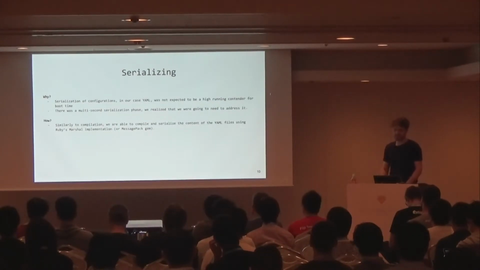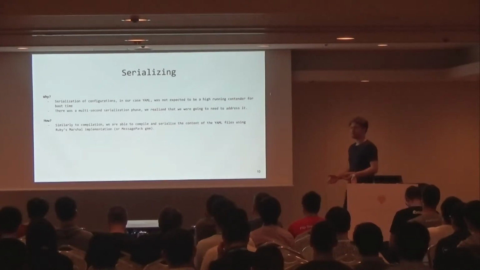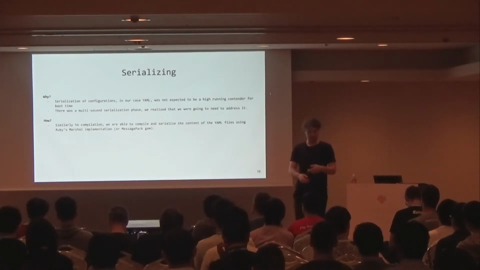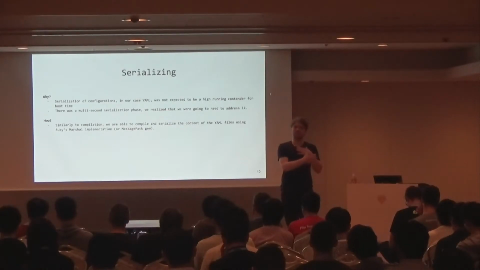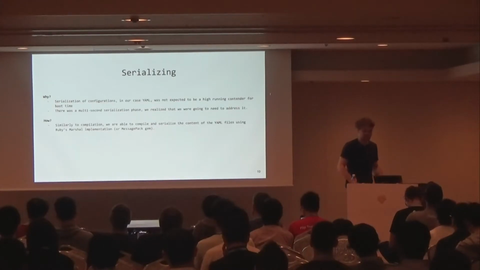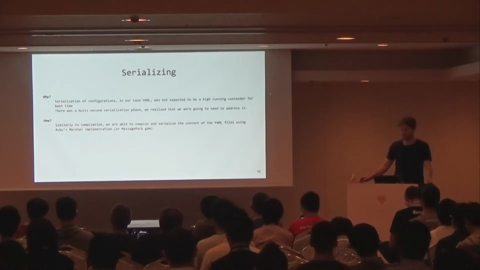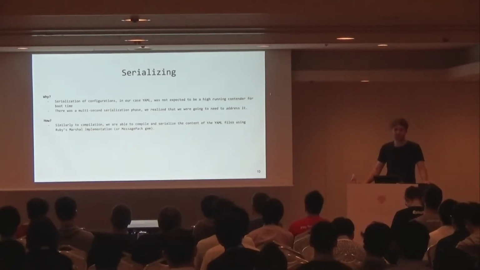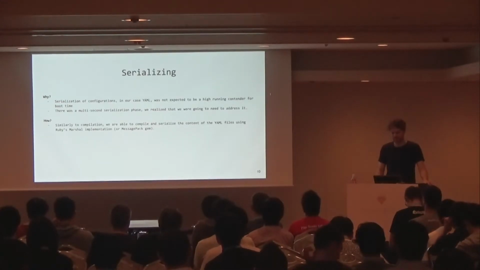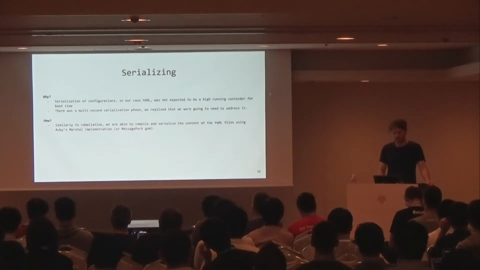The next is serialization. In our case, we use YAML. This is for our test fixtures, this is for configurations, this is for Bugsnag for our exception tracking, this is for persistent data, this is for a high number of things. Unfortunately, it was causing a multi-second serialization phase within our application's boot. So we learned a methodology by compiling and serializing the content of YAML files using Ruby's Marshal and the msgpack gem. I'll talk a little bit more about that in a few moments.